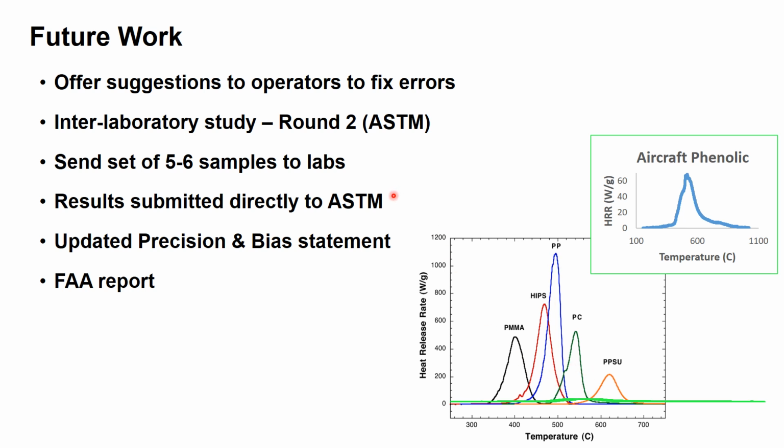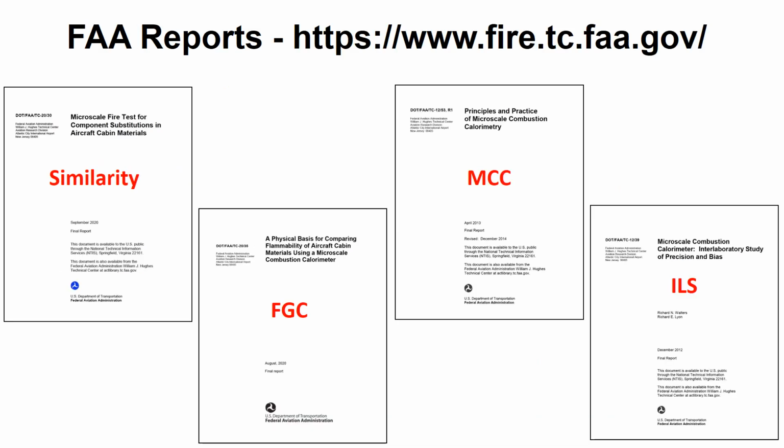And those results are going to be submitted directly to ASTM, so I'll have nothing to do with that. And then they're going to do all the statistics they need and update the precision and bias statement to get a good handle on the fire growth capacity number. And then when that's all done, I'm going to summarize those results and publish it as an FAA report. That report will be available on the FAA Fire Safety Branch website. Here's the address for that.